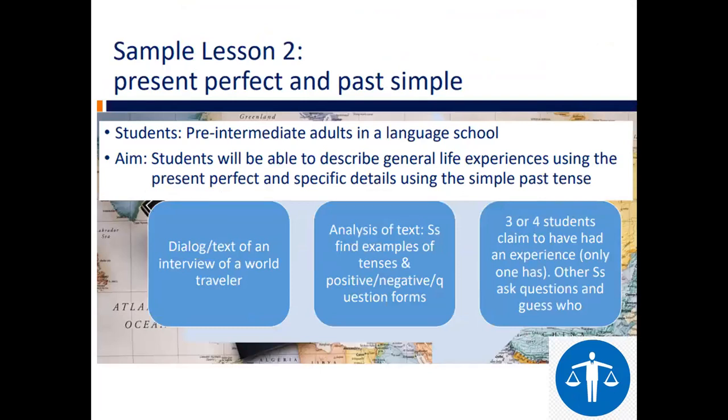Students: pre-intermediate adults in a language school. Aim: students will be able to describe general life experiences using the present perfect and specific details using the simple past tense. Dialogue: text of an interview of a world traveler. Analysis of text: students find examples of tenses, positive, negative, question forms, and so on. Three or four students claim to have had an experience, only one has. Other students ask questions and guess who.